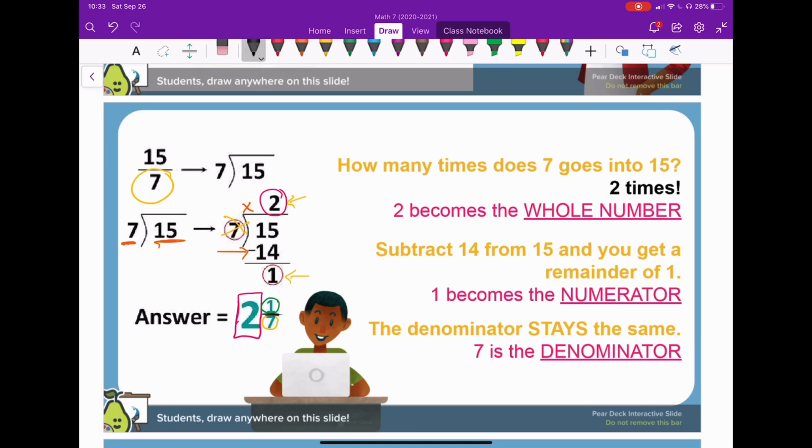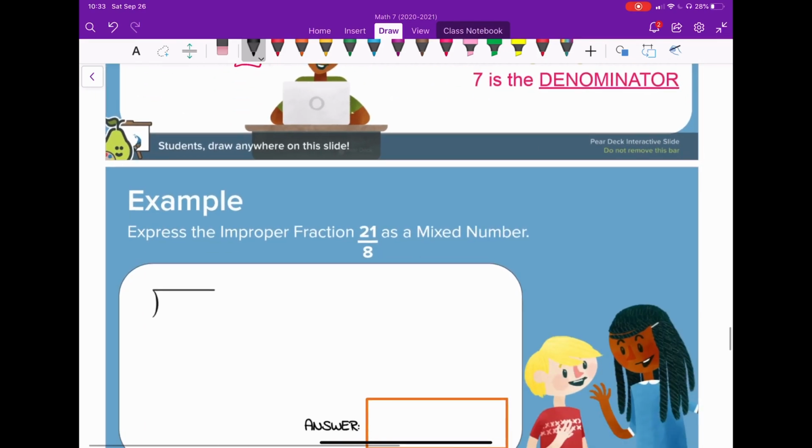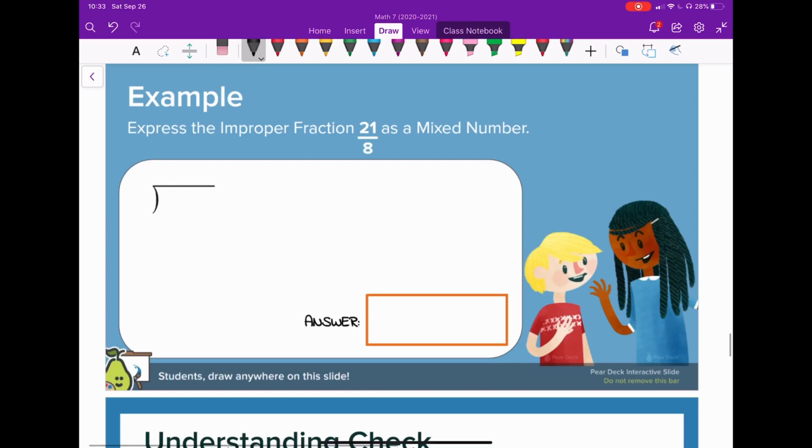Okay? So let's look at an example of me actually going over it, okay? So I have an improper fraction here, 21 over 8, and I want to express it as a mixed number. So my answer should look in the form of this. You do not need the boxes. It's just for you guys to see what a mixed number looks like.